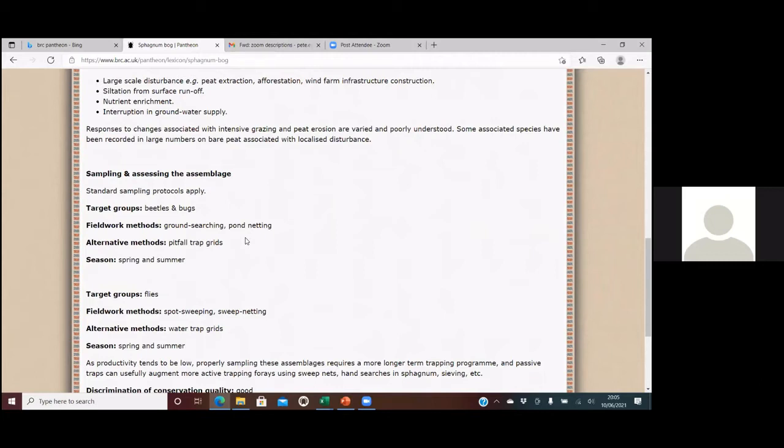It tells us how to survey these habitats, and ground searching and pond netting are really good methods on peat bogs, as we saw last time, but also pitfall traps as well, and that should be done in the spring and the summer.